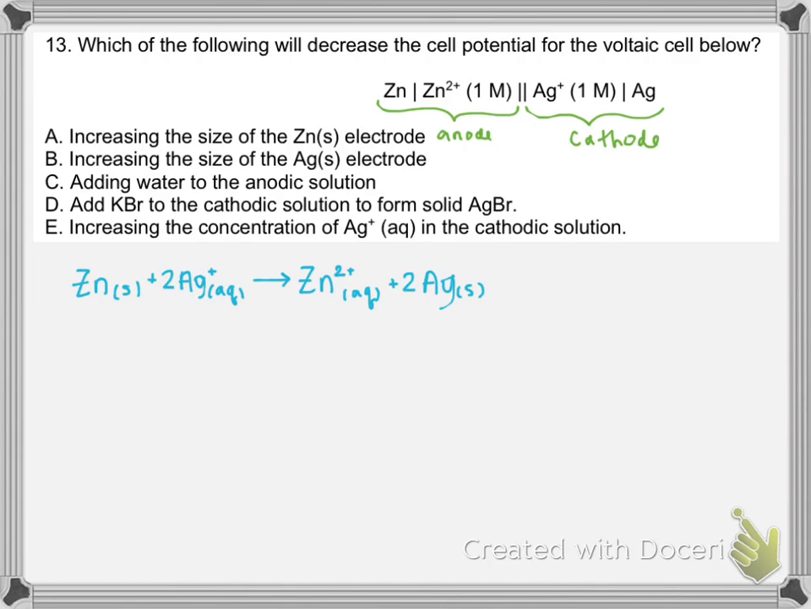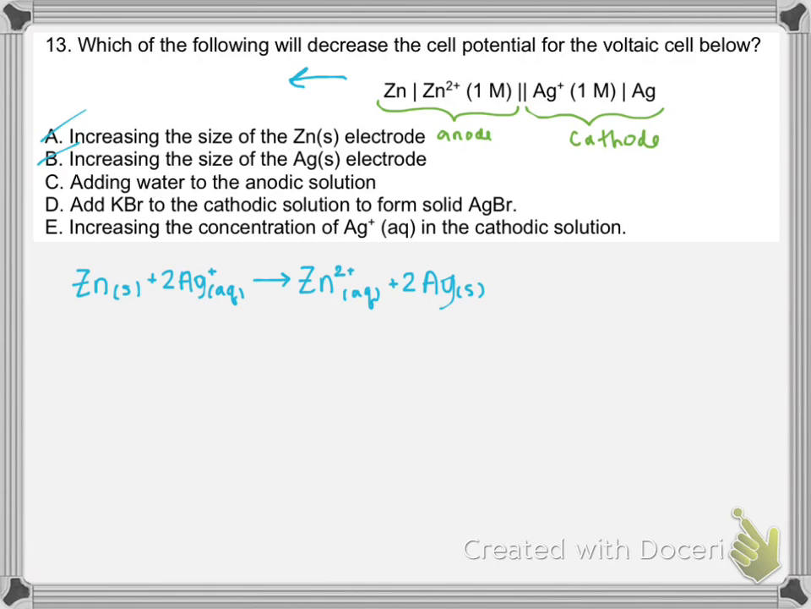So they're asking us what will decrease the cell potential. And so if we're decreasing the cell potential, we're becoming less spontaneous. So we want to look for what would give us a shift to the left. So this is going to be a Le Chatelier question. So in A, it says increasing the size of the solid zinc electrode. And that's not going to cause any shift, right? Because it's a solid. We don't think about them as being involved in equilibrium. So B is also out.